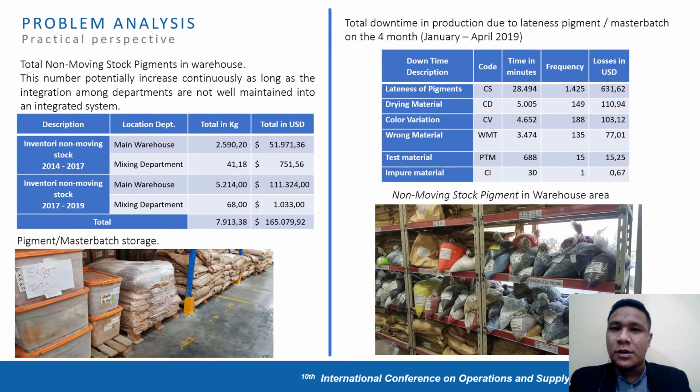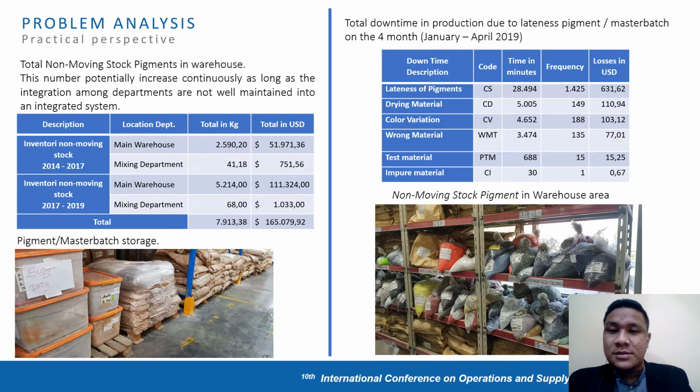Okay, we are going to the next slide, problem analysis. A challenge found in this case is that it is difficult to minimize the non-moving stock in the manufacturer. You can see on the table, the total non-moving stock of pigment in the last 6 years amounts to 7,900 kilograms, with a total inventory asset of 165,000 US dollars. This number has the potential to increase continuously as long as the integration among departments is not well maintained.